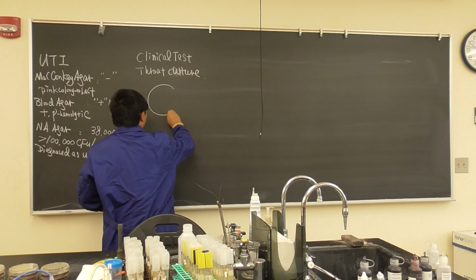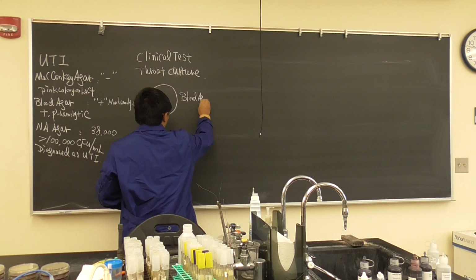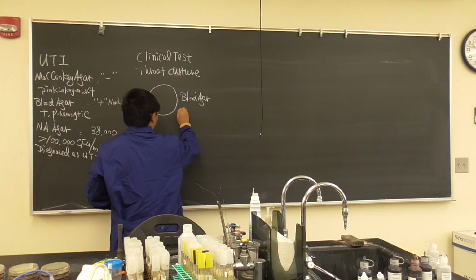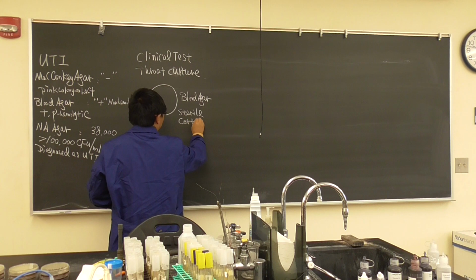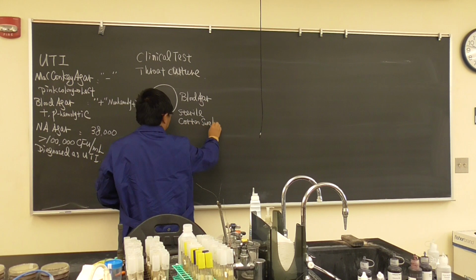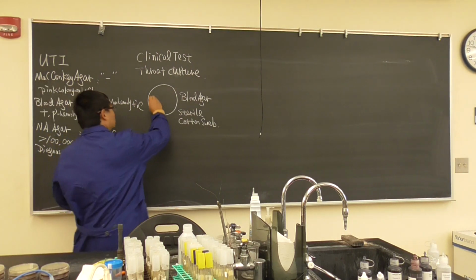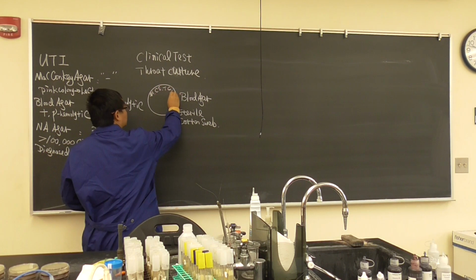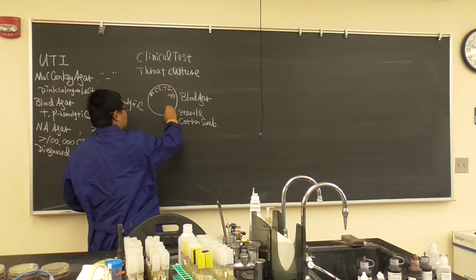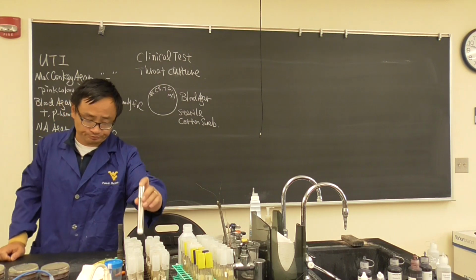So we have a blood agar. We have a sterile cotton swab. Of course, this plate you have to label: bench number, name, and just write throat culture, TC. The date, 10/17, for example. Okay?